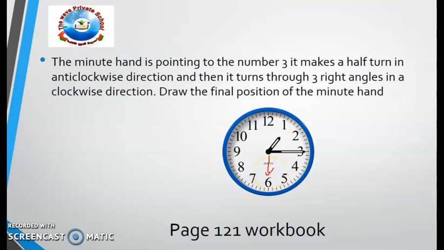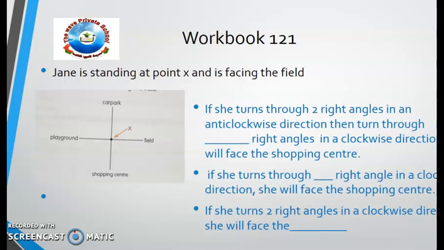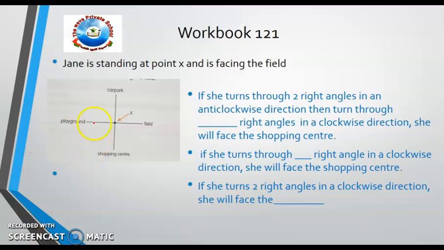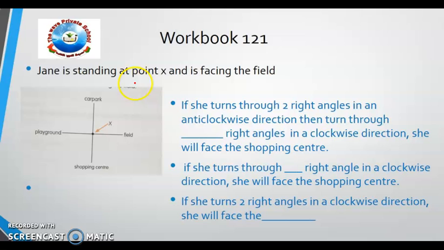Like this. This is the answer of question number 1. So this is workbook page 121, question number 2. Here they said that Jenny is standing at point X and is facing the field.